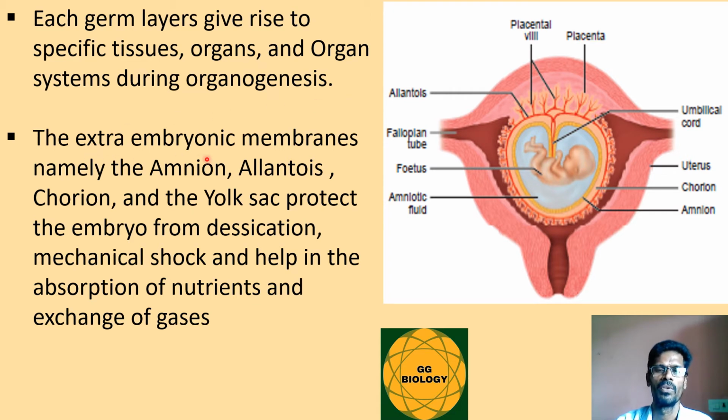Later the embryo is usually covered by certain embryonic membranes, namely amnion, allantois, chorion and the yolk sac. So these four are the extra embryonic membranes in human beings. The function of these embryonic membranes is to protect the embryo from desiccation. Desiccation means preventing from getting dried. Also these embryonic membranes act as a mechanical shock absorber, and they are responsible for absorption of nutrients and for exchange of gases.